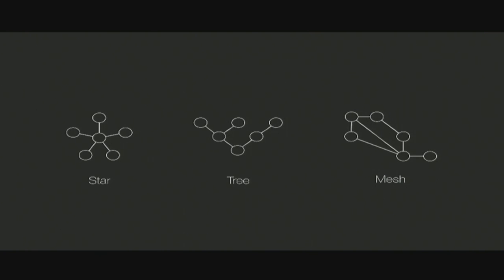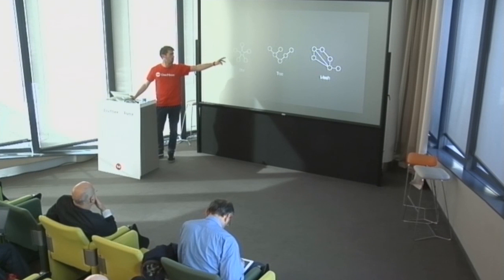So there are different ways you can architect your overall backend. The star is the most common. It's where you have the server on the cloud and then all the devices.